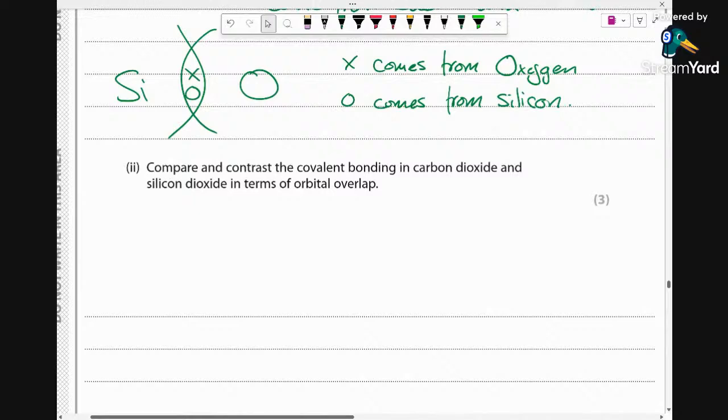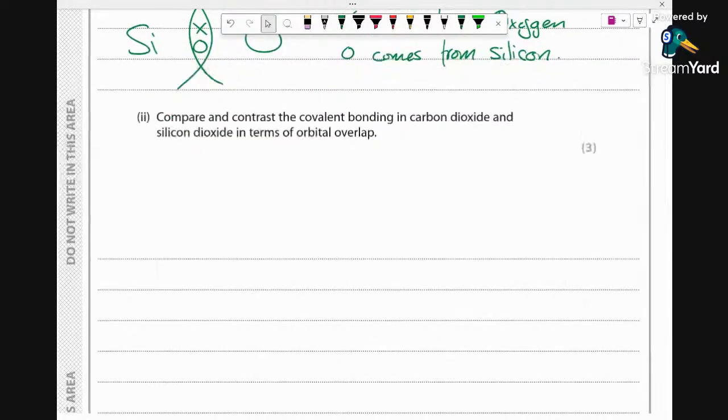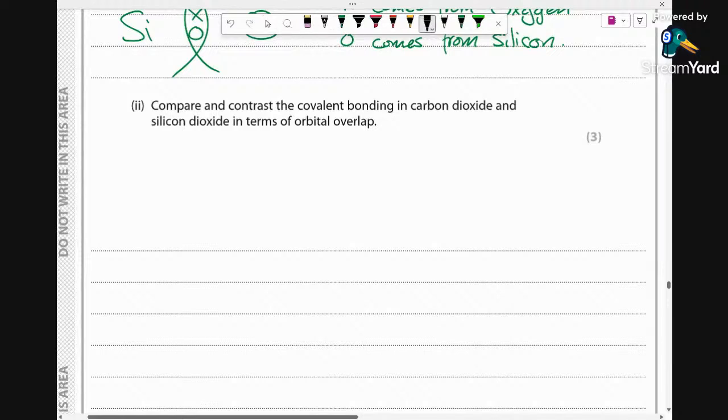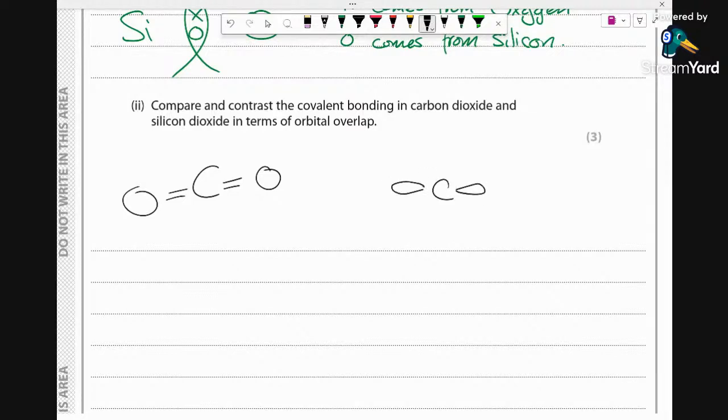Compare and contrast the covalent bonding in carbon dioxide and silicon dioxide in terms of orbital overlap. Okay, so carbon dioxide, CO2, is C double bond O on either side. But in reality, what we know is happening, and I'm going to draw this, we've got sigma overlaps. These are head-on overlaps. So this is a sigma bond in terms of overlaps, but it also has a p overlap. I can do that better. A p overlap with this one. There we go. And a p overlap with him.